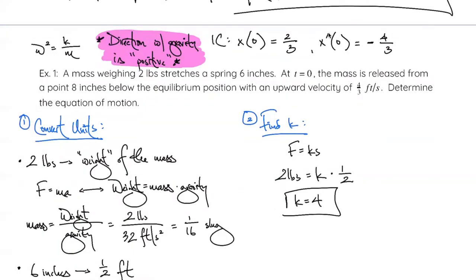Where did we get the initial gravity, like the 32? Good question. It's one of those nice values to know, so to speak. The need for it is because we said we wanted to find mass, and mass is weight divided by gravity. We knew the weight of our object was 2 pounds, but in order to find the mass of it, we needed to divide by gravity.